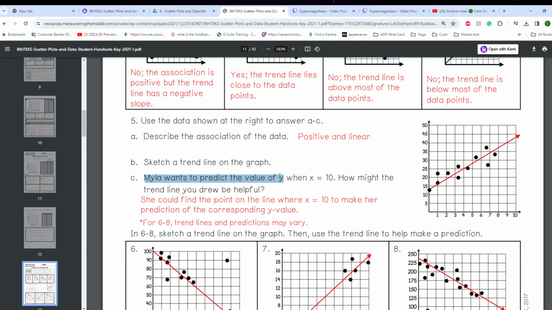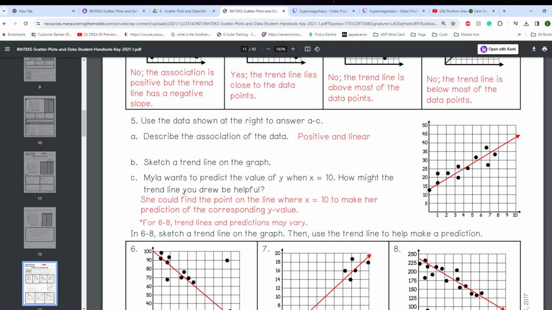Maya wants to predict the value of y when x equals 10. So after you do your trend line, you can make that prediction. How might the trend line you drew be helpful? Well, if you look here, you can see the value of x is down here, and we can draw the trend line and look at the value of the line when this is 10. And we can see that it's just under 45, so it might be 44 or 43 even. So you could say the value of y might be 44 or 43. If you use trend lines, that would be close enough to get you pointed in the right direction.